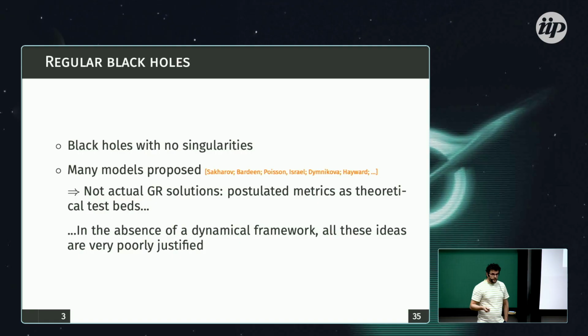But of course, in the absence of a dynamical framework, all these ideas are very poorly justified. I mean, of course, you can write whatever metric you want, but if it's not a solution to something, then, well, it's not very clear whether this means anything at all, not related to physics.